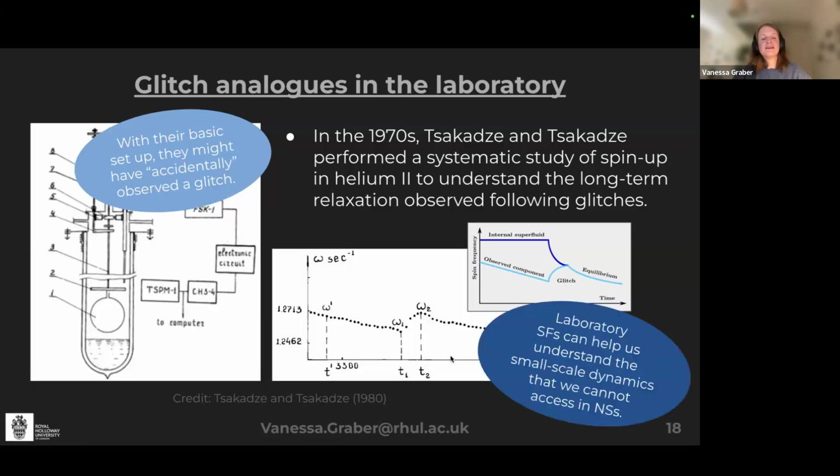But I think this is an area where laboratory superfluids can really help us model these small scale dynamics a bit better, because we just cannot dissect a neutron star, so we can't look inside. But we have all these tools and techniques to model lab systems, in this case helium. And I know that Rina Zeev at UC Davis is currently working on building a follow-up to this. So there is definitely a lot of space to bring those different communities together to help us build better models of neutron star interiors.